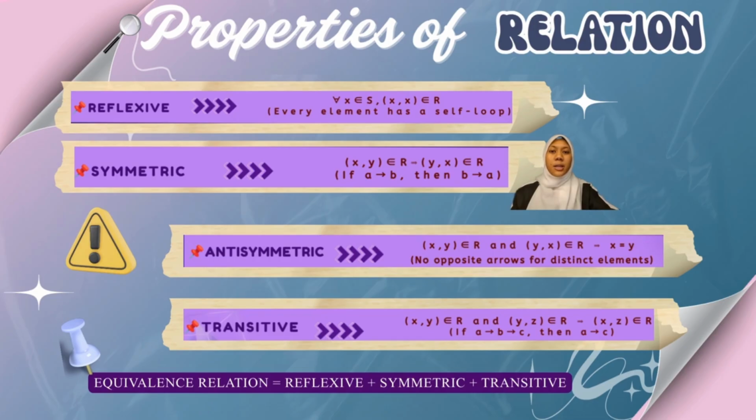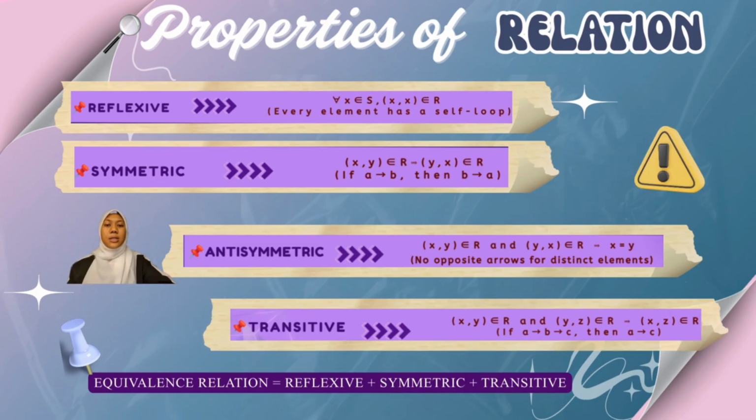Second, symmetric. If the ordered pair (x, y) belongs to R, then the ordered pair (y, x) also belongs to R. So if we have (1, 2), we must also have (2, 1).